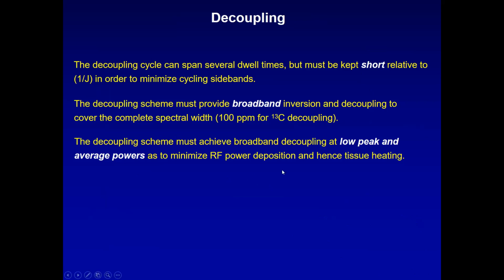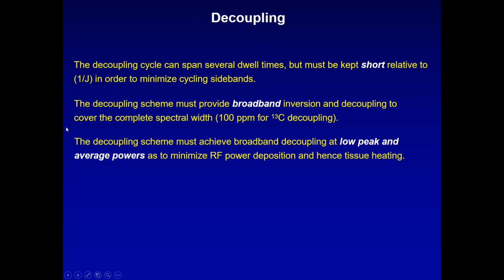So the decoupling cycle span can cover several dwell times, but it does have to be kept short relative to 1 over J. So in the case of carbon-13 and proton, J can be maybe 120 hertz. 1 over J then is just a few milliseconds. So the decoupling cycle has to be brief, briefer than these several millisecond precession times.